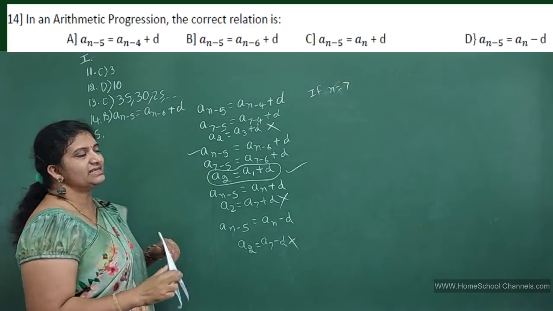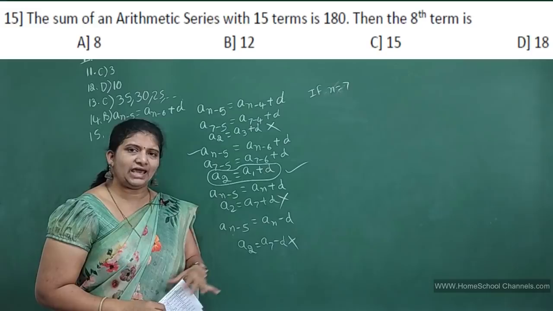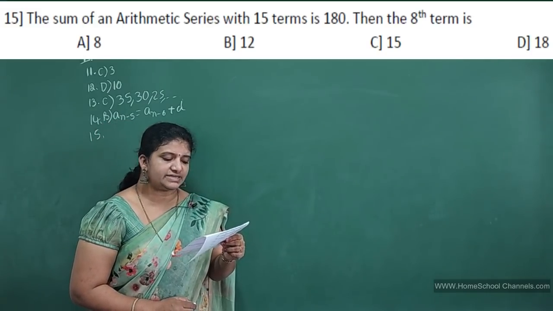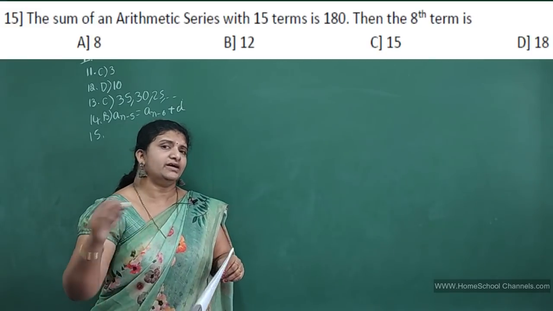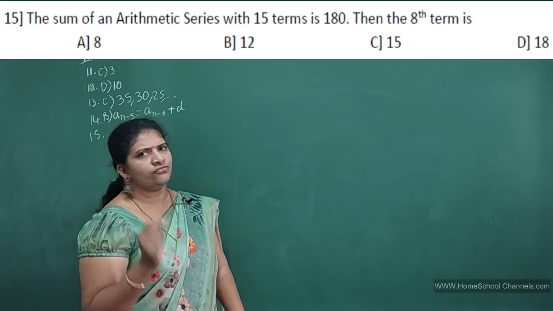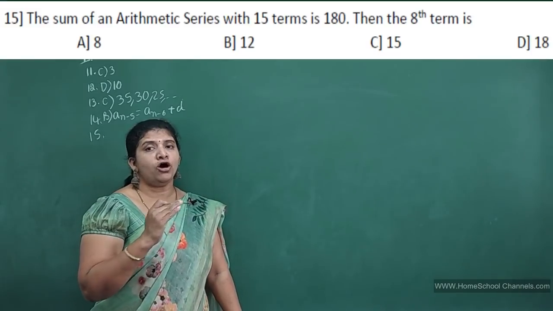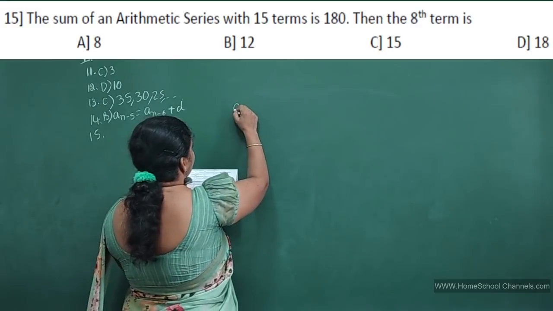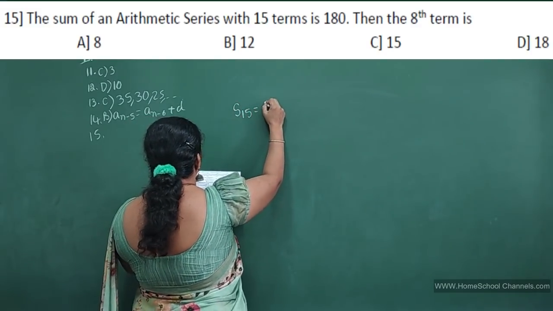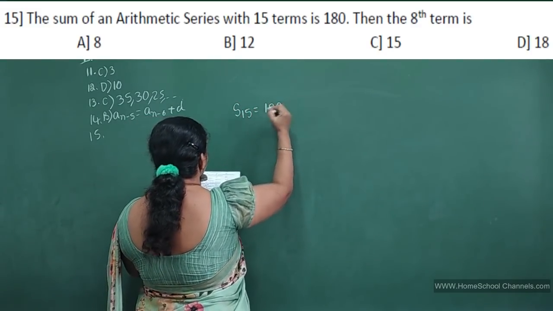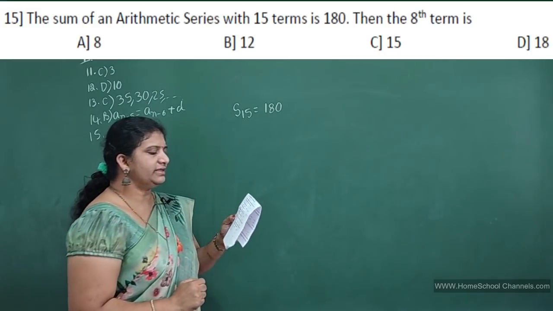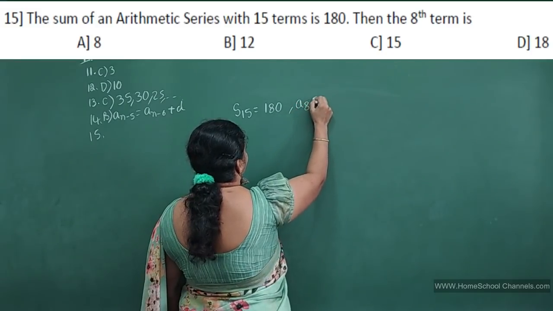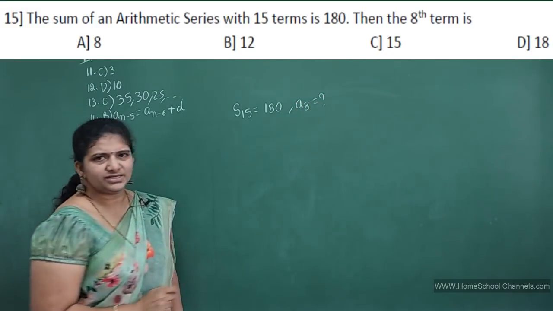Sometimes we need to guess the answers by substituting any n value. 15th one, the sum of an arithmetic series with 15 terms is 180. Sum of terms, how many terms? 15 terms sum, that is S15 is equal to 180. Then the 8th term is, we need to find the 8th term. How can we find this one?